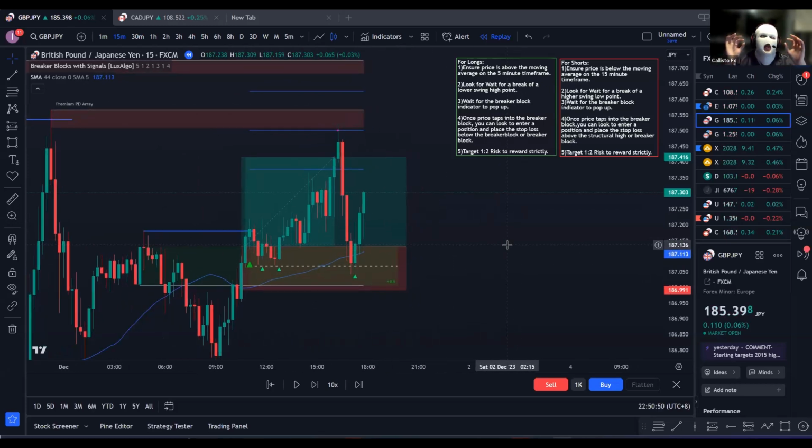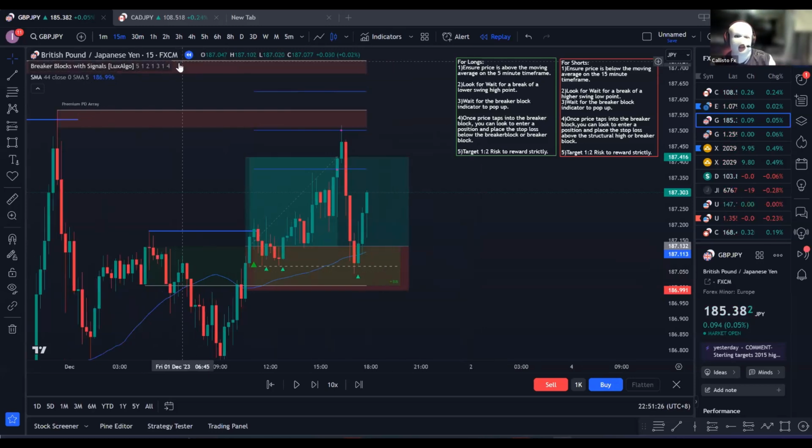So this is a super simple strategy that can be used with or without daily bias. Listen to this very carefully: this strategy can be used with or without daily bias. But of course, if you have a daily bias, a daily direction that you have in mind, then looking for a trade setup with this strategy in alignment to it will give you a higher win rate.